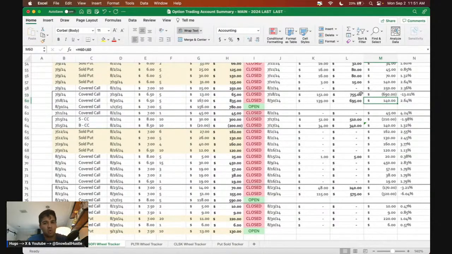But anyways, long story short, that's why you have to track your trades, because that is the only way you can make informed decisions, right? And as TJ the Wheel Deal likes to say, you're the CFO of your portfolio, and your job is to maximize your returns and minimize your risk. That is your absolute goal.